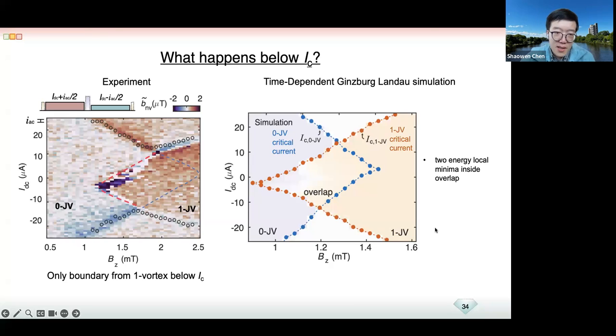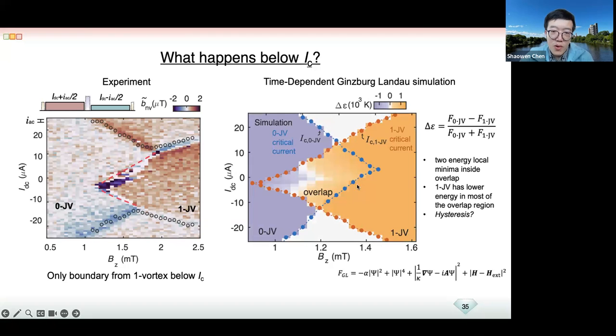And that is a little bit surprising because in the overlap region, what you would expect is hysteresis. But maybe one thing we can try to understand is to take a look at the energy difference of the 1 and 0 Josephson vortex states. The orange color here indicates that the 1 Josephson vortex has lower total energy, and the purple corresponds to the 0 Josephson vortex having lower energy. You can see that in the majority of this overlap area, we indeed have the 1 Josephson vortex state winning energetically, although I do concede that the lack of hysteresis is a little bit unexpected.